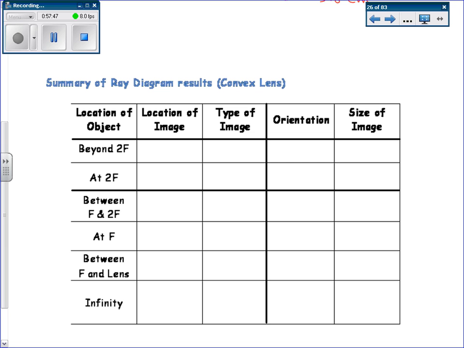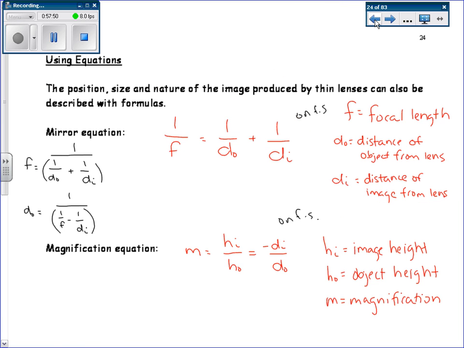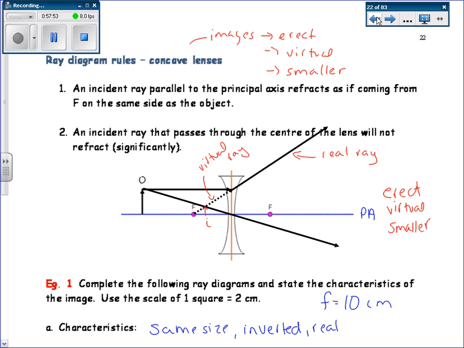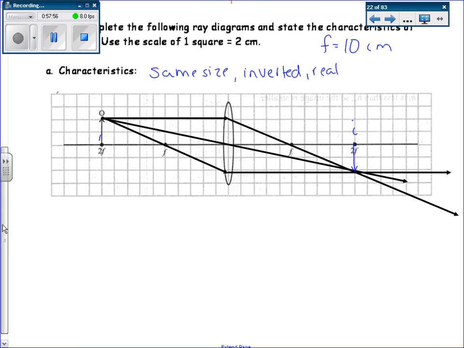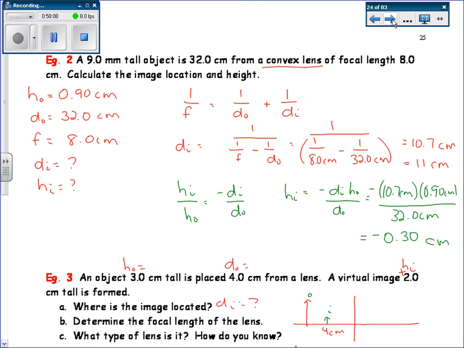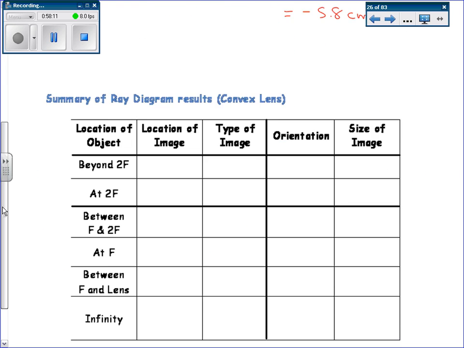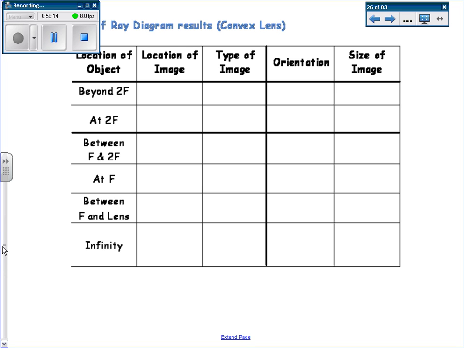So if we go back to our ray diagrams, the very first one we did was at 2F, so at 2 times the focal point. We got an image that was the same size, was real, so it was inverted, and it was at 2F on the other side. So if we go back here, we can fill that in. So at 2F, the location of the image is at 2F. It's a real image. I'll use R for real, V for virtual. It's inverted, and it's the same size.